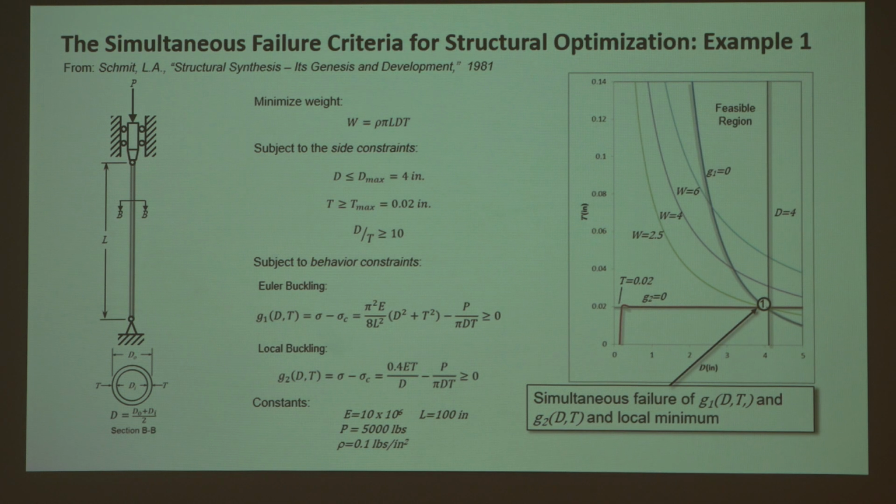The next constraint is called a behavioral constraint. As I mentioned before, we're trying to avoid buckling here, local buckling or global buckling. Now we've defined some constraints, G1 and G2, which are the stress in that column minus the critical stress for buckling, whether that's local or global, right?